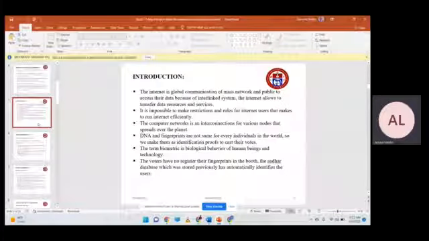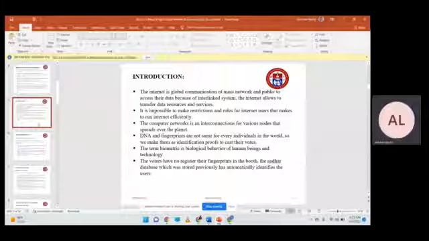Going to the introduction of the project, the internet is a global communication of mass network and allows the public to access their data. Because of the interlinked system, the internet allows transfer of data, resources and services. A computer network is an interconnection of various nodes that spreads over the planet. DNA and fingerprints are not the same for everyone in this world.